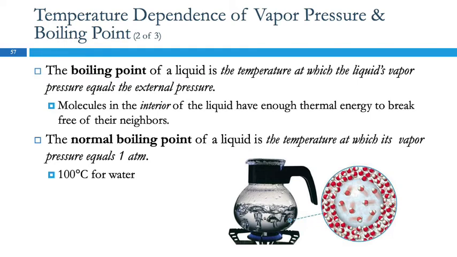So now it's not just particles on the surface that are escaping, it's actually particles in the interior. A whole bunch of them all go into the gas state, make a bubble, and the bubble floats up and pops, right? So what we call the normal boiling point is the temperature at which its vapor pressure equals 1 atmosphere. So the temperature that liquid would boil at sea level, okay, that's called the normal boiling point. That would be 100 for water.